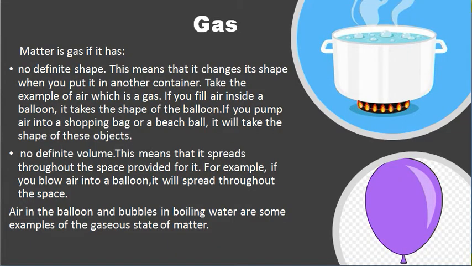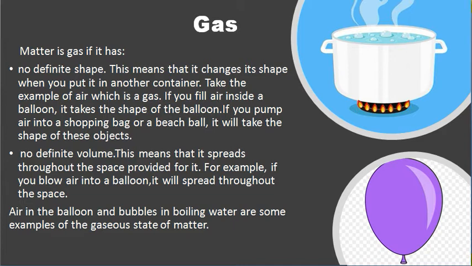Now let's learn about gas. Matter is gas if it has no definite shape. This means that it changes its shape when you put it in another container. Take the example of air, which is a gas. If you fill air inside a balloon, it takes the shape of the balloon. And if you pump air into a shopping bag or a beach ball, it will take the shape of these objects.